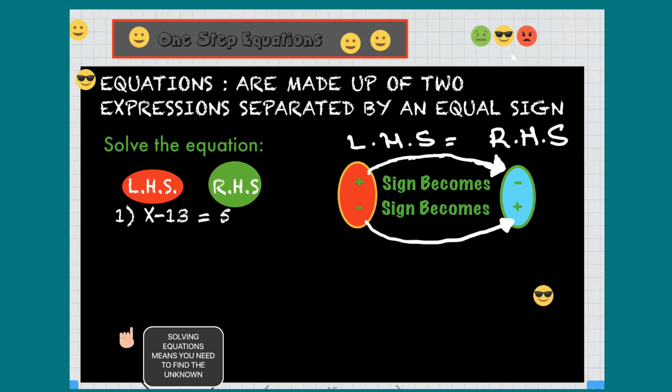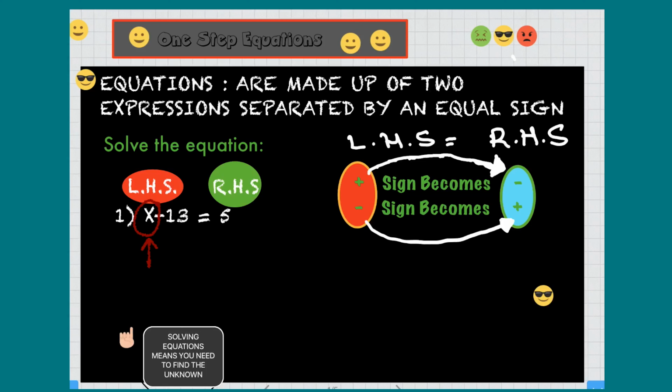First, what are equations? Equations are made up of two expressions separated by an equal sign. So this is an equation we have here, separated by an equal sign. Equations contain an unknown variable usually shown by a letter. In this equation we have an unknown variable x here.